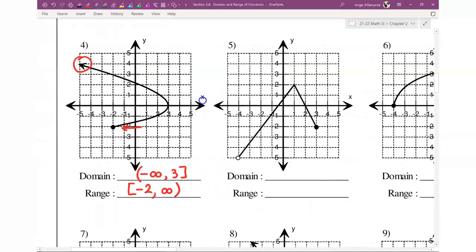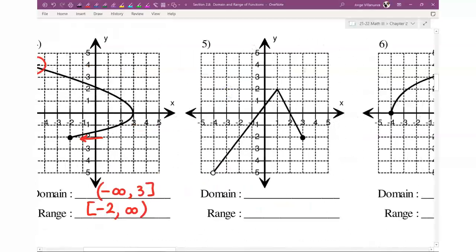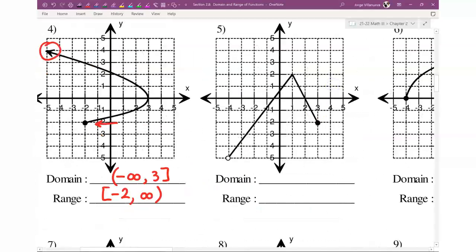Let's do number 5. Notice this one doesn't have any arrowheads. That means infinity is not going to occur, okay? Is this a function? Yeah, that's a function, right? Because I could draw a bunch of vertical lines and never touch more than once. So that is a function.